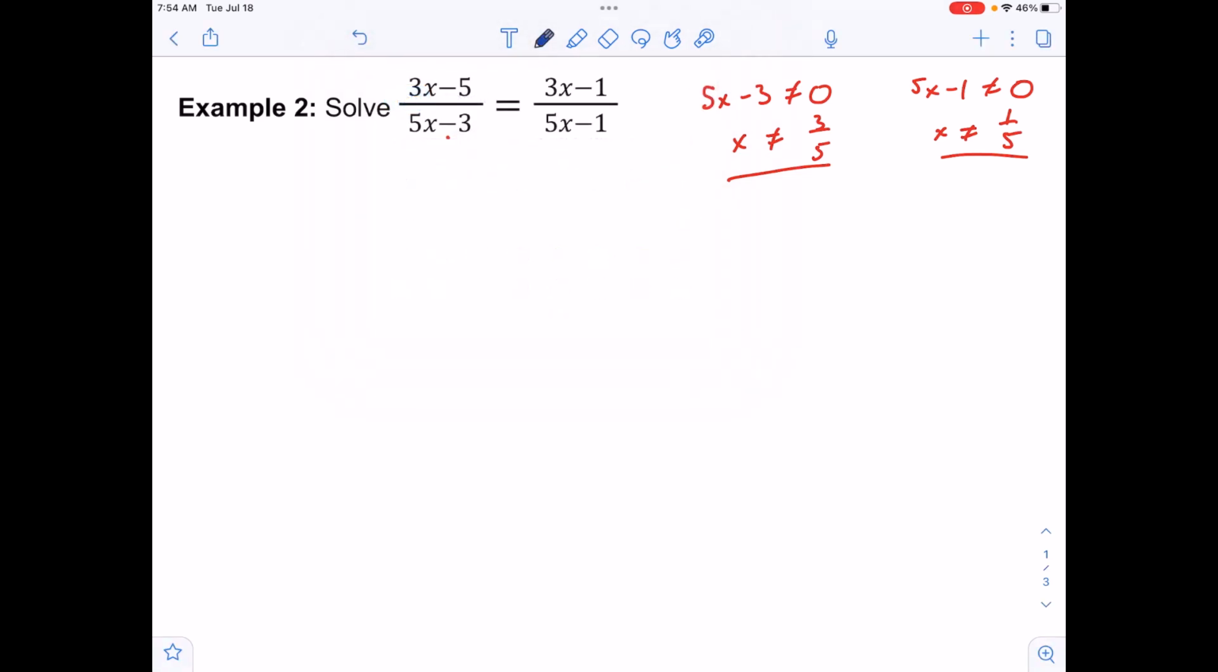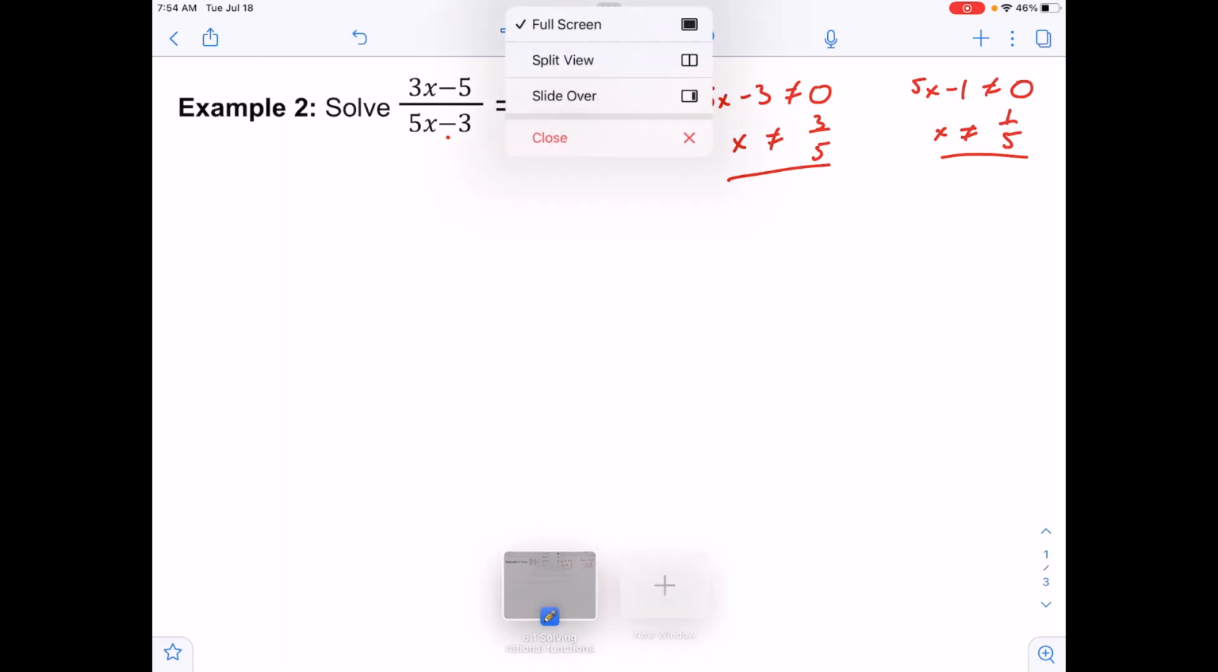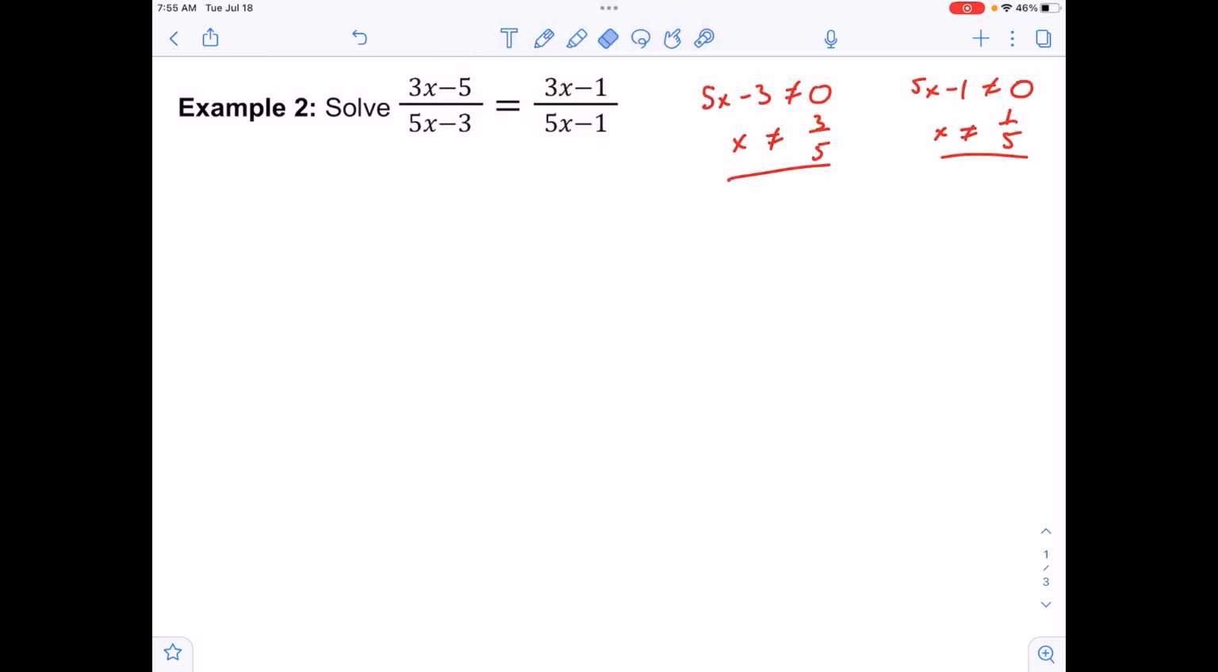Many of you will be comfortable just cross multiplying. I am going to continue using the strategy where you find a lowest common denominator, because that works for all problems. Cross multiplying only works when you have this scenario of one term on one side and the other term on the other side.